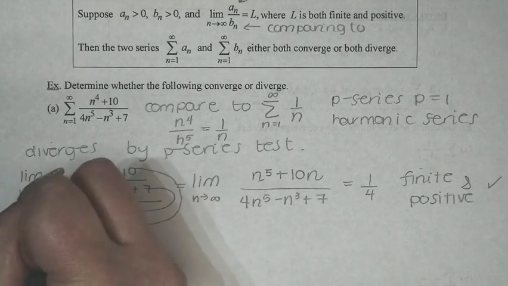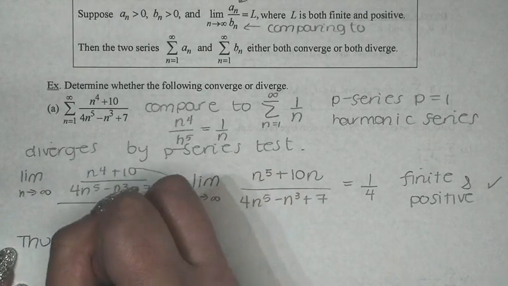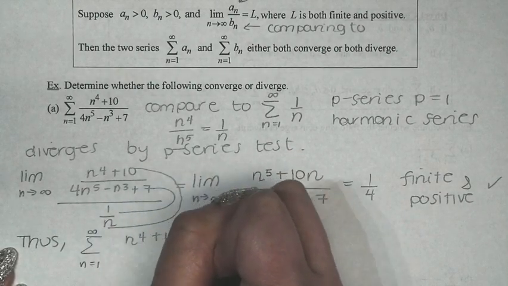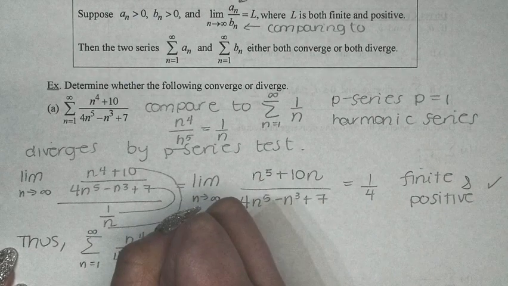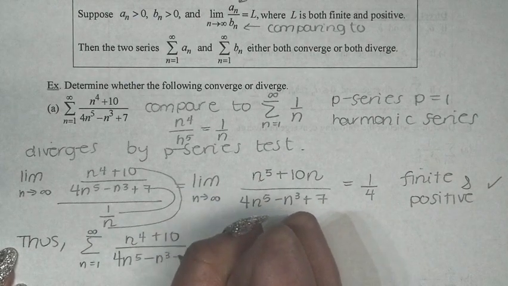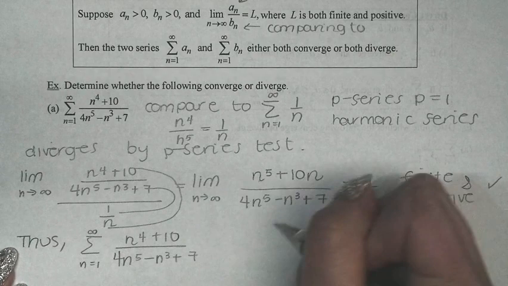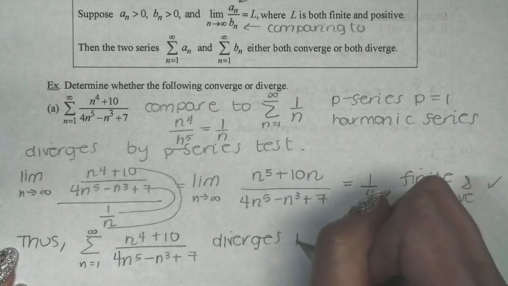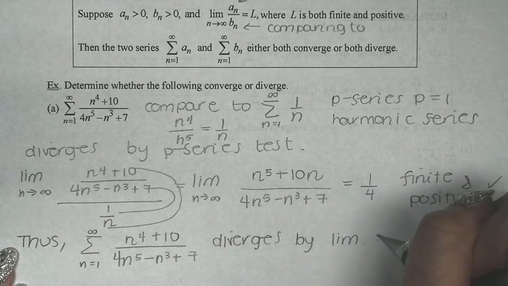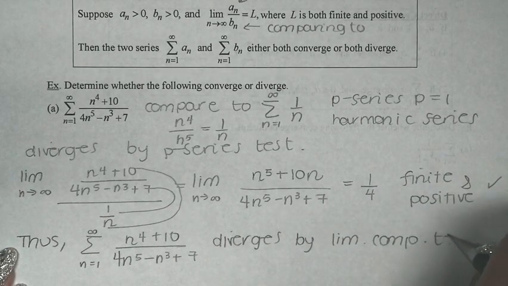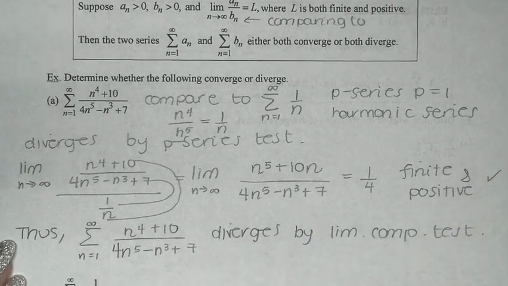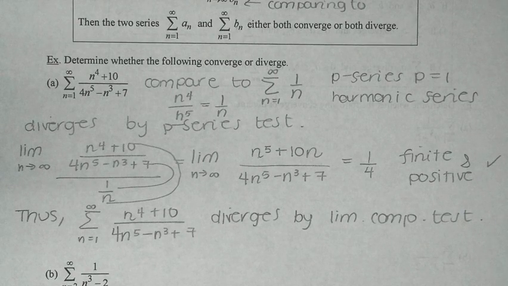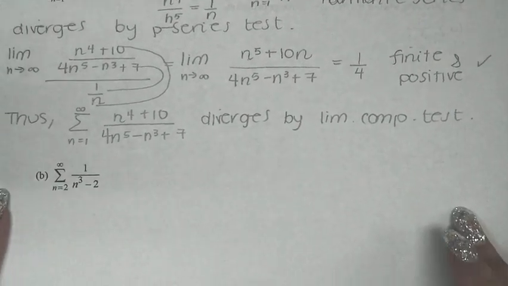So what's your conclusion? Thus, my original series, the sum from n equals 1 to infinity of n power 4 plus 10 divided by 4 times n power 5 minus n cubed plus 7, diverges by limit comparison test. And that's pretty much it for this problem. Isn't that nice? I like the limit comparison test. Let's do the next one.